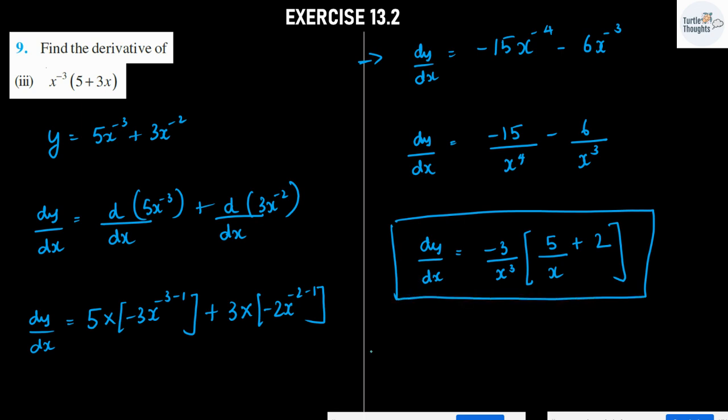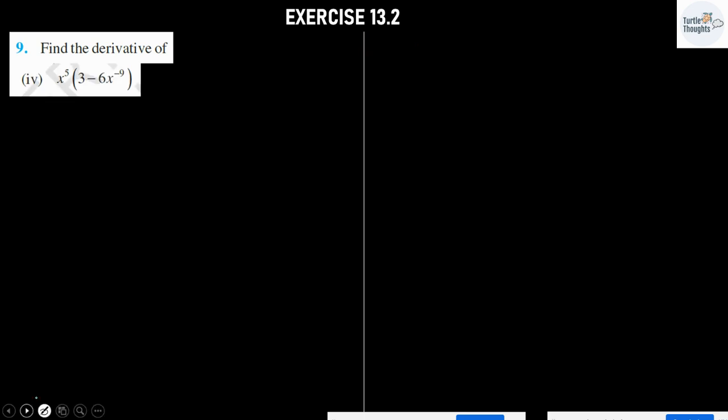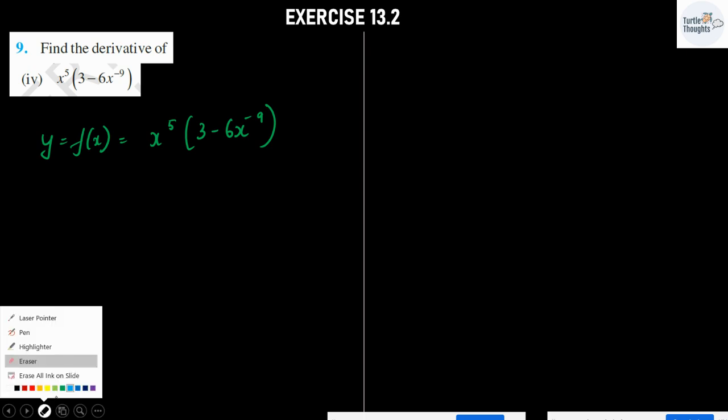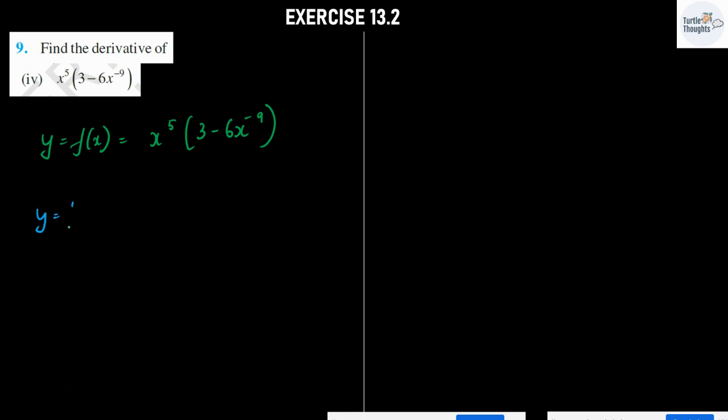I hope this problem is clear. Moving on to the fourth one. x raised to the power 5 multiplied by 3 minus 6x raised to the power minus 9. Let me start by taking the value of y or f of x. Anything you can consider to be the question: 3x raised to the power 5 multiplied by 3 minus 6x raised to the power minus 9. Let me first simplify the question, then let me go there.